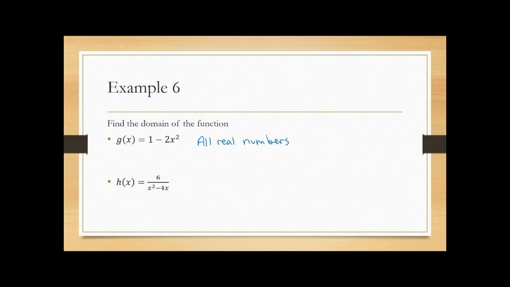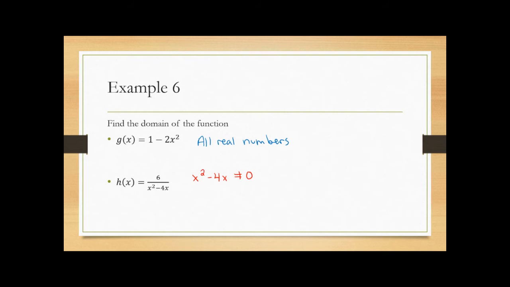Second example, I have h of x equals 6 over x squared minus 4x. Here we're dividing, so now I do have to worry about my domain, because I have to worry about whether I'm dividing by 0 somewhere. We're going to have all real numbers except wherever we divide by 0. So we need to look at our denominator to find where it is equal to 0. We have x squared minus 4x, and I don't want that equal to 0, so I'm going to write does not equal 0.